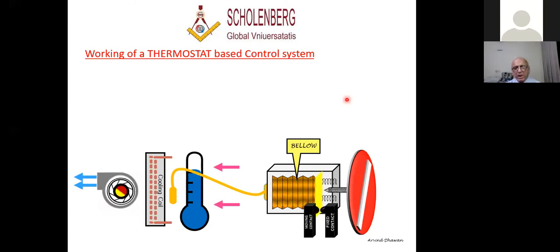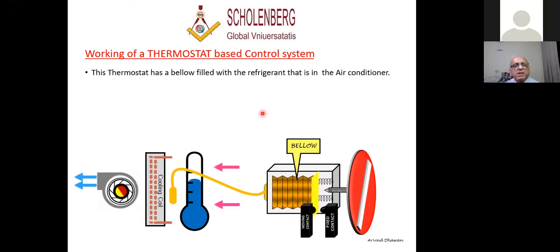What is happening? This is moving. There's one fixed contact and a moving contact. The moving contact moves away from the fixed contact. And there is one tail out here. This is a thermometer showing the temperature going down. This is a cooling coil and this is a blower. Now let me start the explanation.